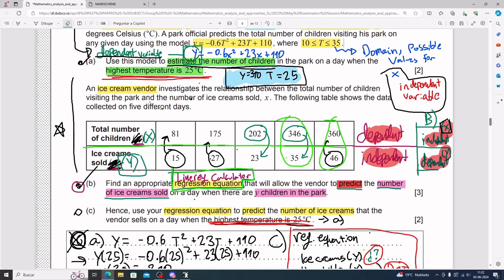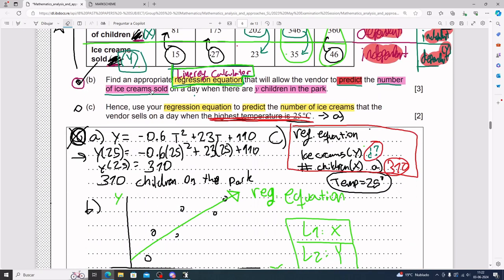All right? So ladies and gentlemen, I hope it helped. Remember that whenever they ask for a regression equation or for R value, you're thinking in line reg.